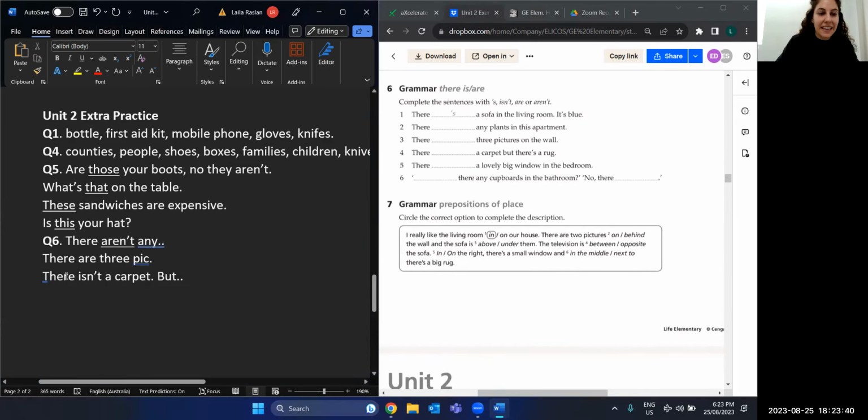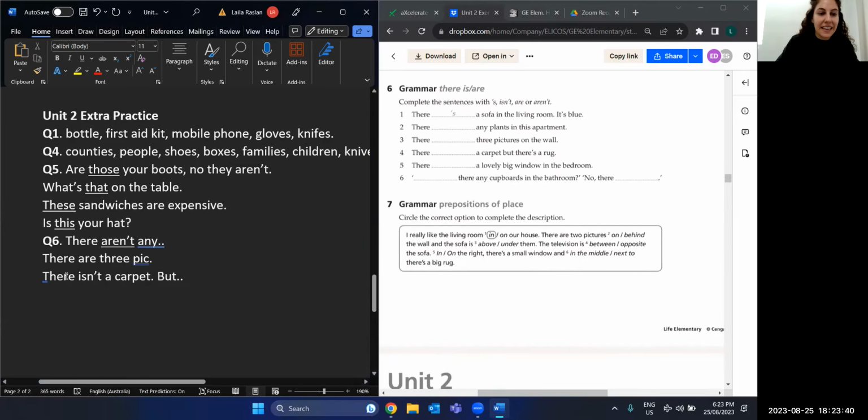And number 6, it's a question. Good. So are there any cupboards? So remember, we use the word any in a negative. There isn't any, there aren't any. Or we use it in a question. Are there any, and it's usually the plural in the question. Are there any books here to read? Are there any pens? Are there any Peruvians in the room? Yes, there is. So we always make it in the plural, a question with any.